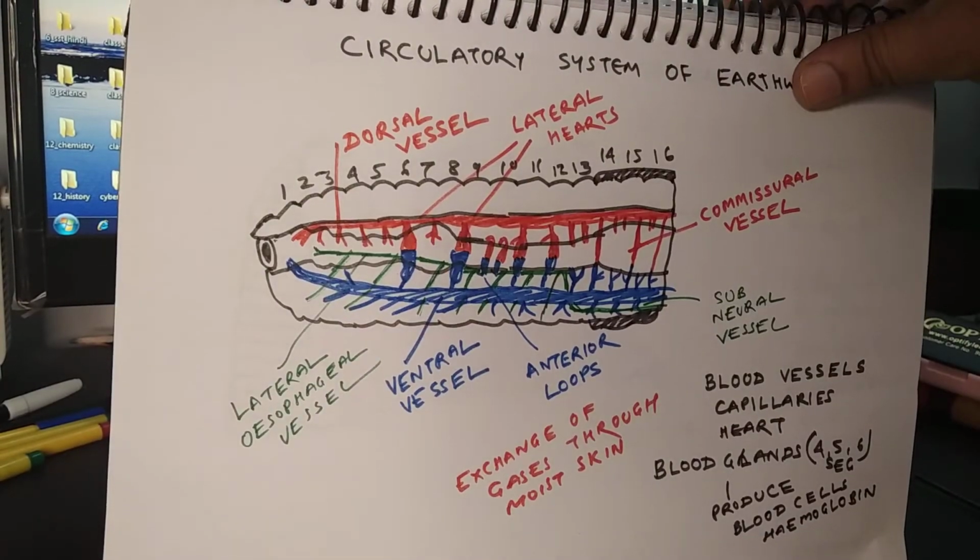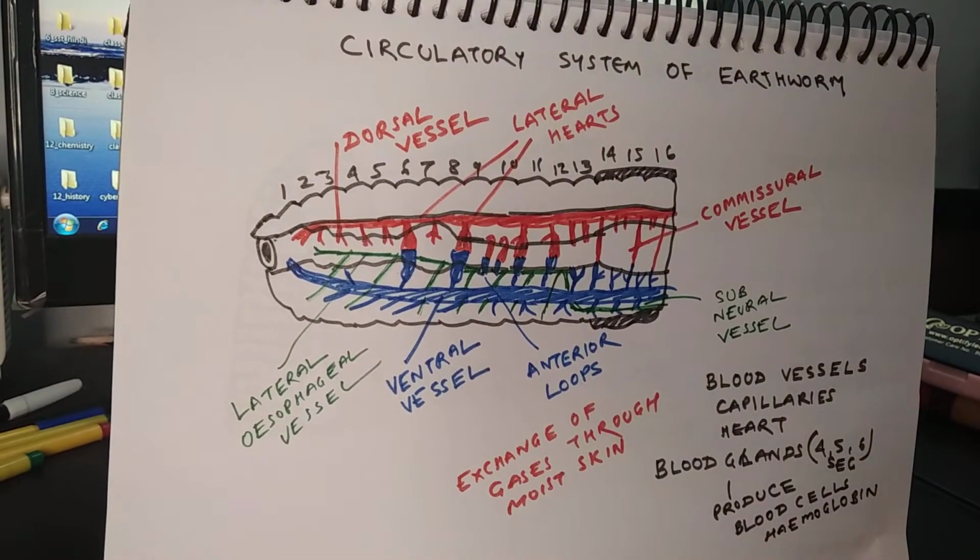Let us see the circulatory system of earthworm. The earthworm has closed circulatory system, which is composed of blood vessels, capillaries and heart.